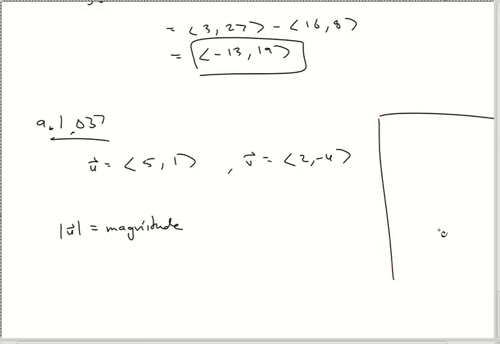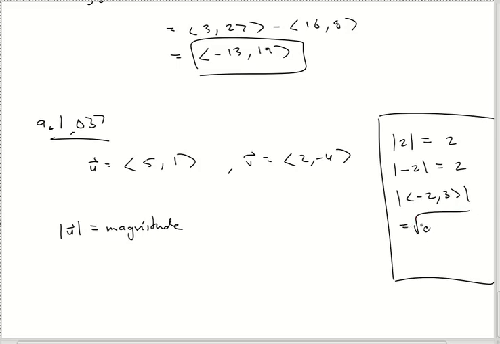Let's give a little demo on what's going on here. Let's say I wanted the absolute value of 2. You would say it's 2. What's the absolute value of negative 2? It's positive 2. What's the absolute value of negative 2 comma 3? You're like, well, I don't know. Well, what's going on here is I'm going to find it with the Pythagorean Theorem. So negative 2 squared plus 3 squared.